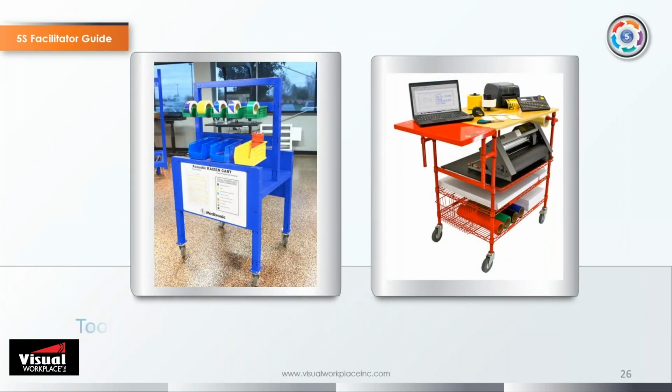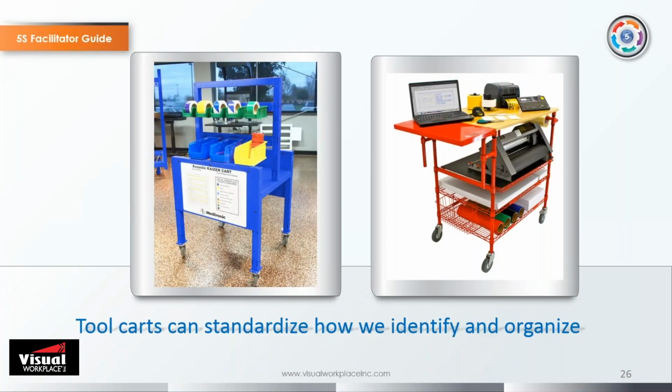Carts can also be very helpful. I've seen some companies put together these 5S carts where they put all the supplies on there that they need. They have their color coding standards on there. They can be used for Kaizen events or 5S events. If you're looking for some different designs, we've got a couple available that you might find useful.